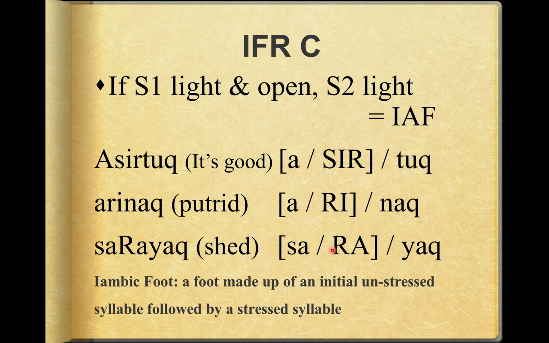Initial foot rule C says that if the first syllable is light and open, and the second syllable is light, then it forms an iambic foot. So here we have an open, light syllable followed by another light syllable, so it's an iambic foot. This one is not stressed because it is the first syllable of an iambic foot. The second syllable is stressed, and then yak is a stray syllable.